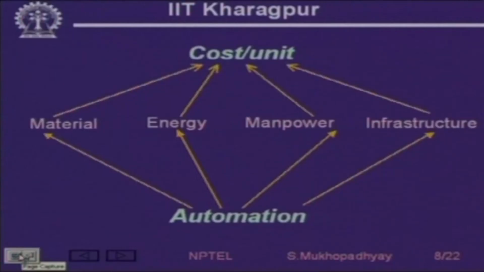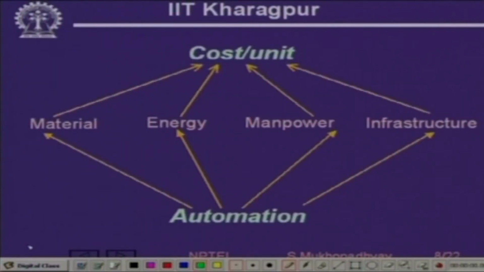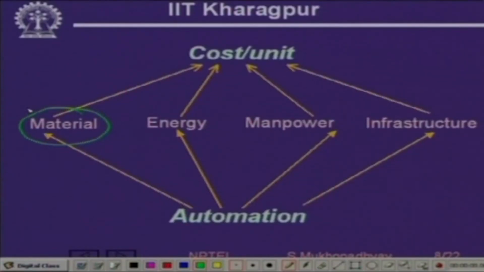So, let us look at cost per unit. Cost per unit is affected by what? The overall cost of producing one unit of the product can be broken up into several components. What are these components? The first one is material cost. Obviously, the material cost is a significant part of the total cost.